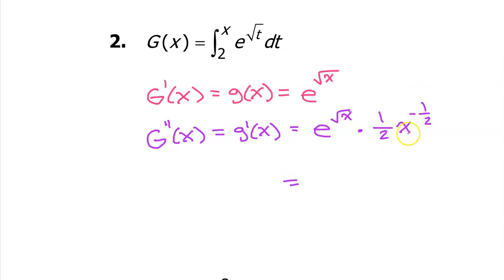So we can simplify this a little bit. Here's your 1/2, kind of big. And the e to the radical x power will be in the numerator. And then this x to the negative 1/2 power is going to drop down to the denominator as a radical x. And in that case, we don't need the 1.